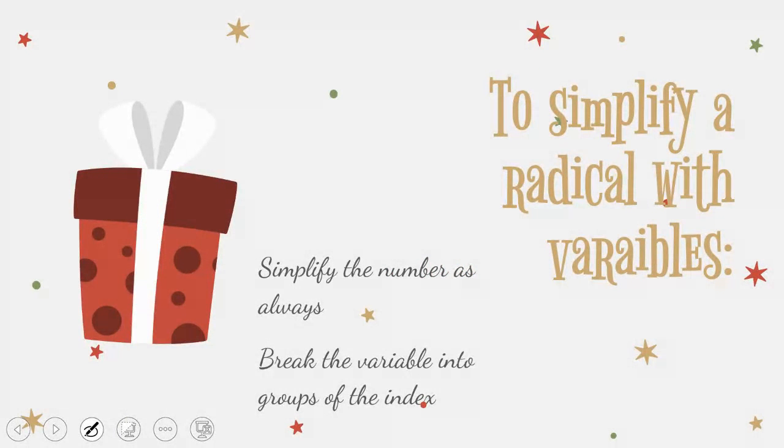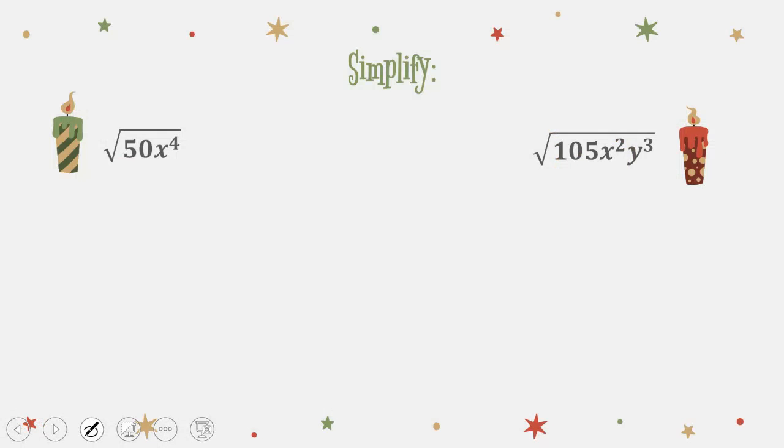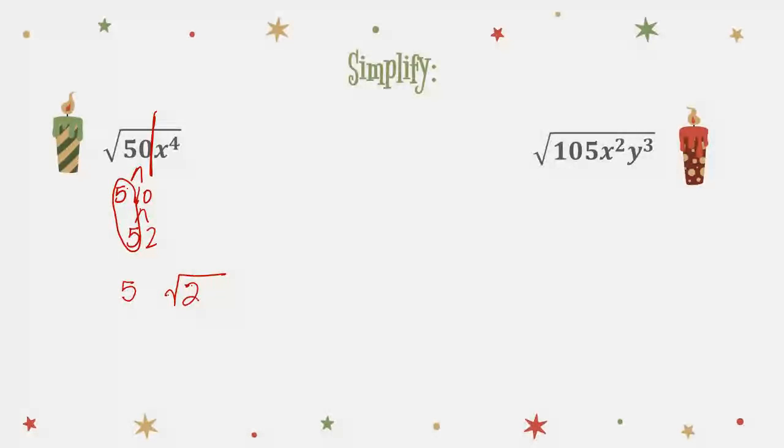Now, just to throw a wrench in it, we are going to add some variables, okay? But you're still following the same process. Simplify the number first, like you always did, then break the variables apart as well, okay? So let's split this up. We're going to start with 50, and we're going to make a factor tree. And we're still looking for pairs. I have a pair of 5s, which is outside the radical, and I have a 2 left inside the radical.